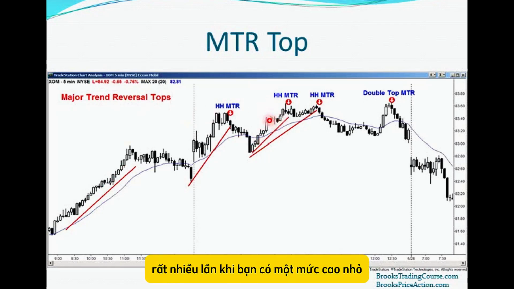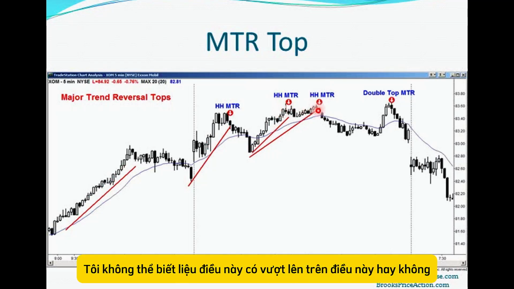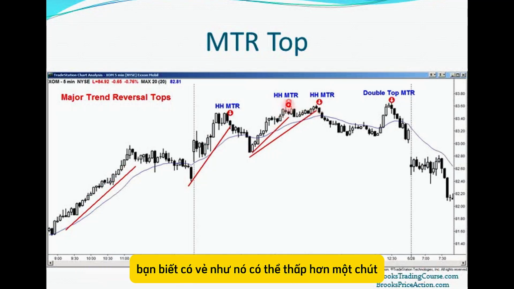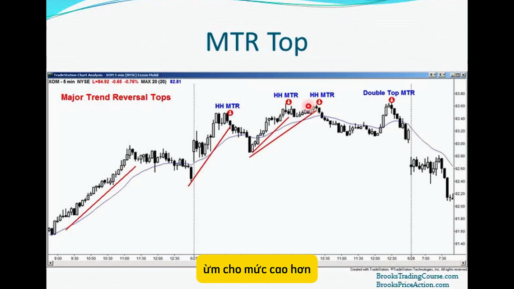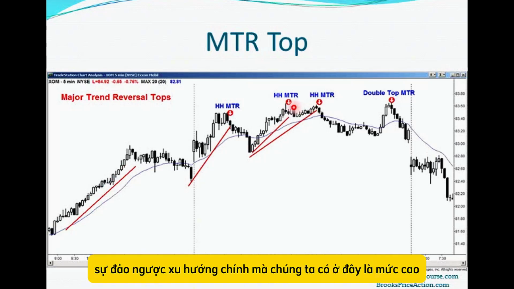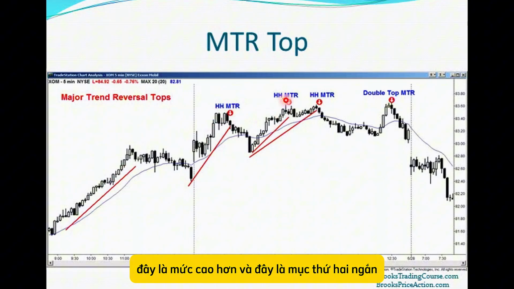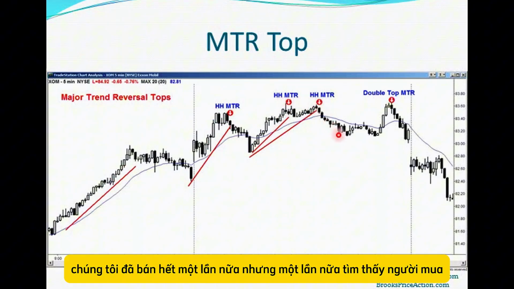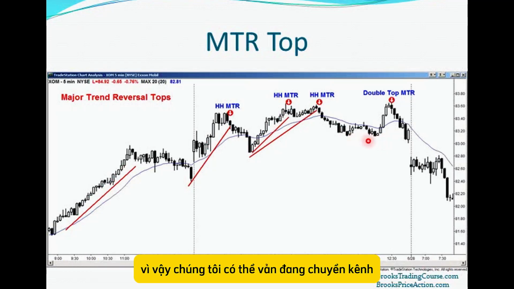A lot of times when you have a small high 2 late in a trend, it becomes the final flag of the trend. So this would be another short. And then we went slightly, I can't tell if this went above this, it looks like it might be a little bit below that. But anyway, it's a second entry short for a higher high major trend reversal. Here's a high, here's a higher high, and here's a second entry short. We sold off again, but again found buyers. So we may still be channeling up, forming higher lows and higher highs.